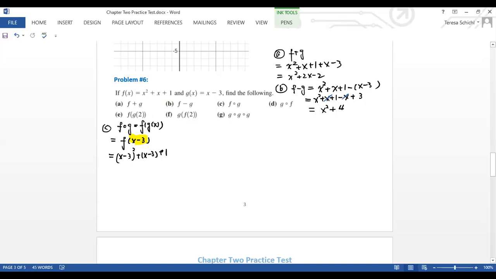All right, okay, so that's it. And if you want to simplify, you can simplify it, or you can just leave it like that. Either way.